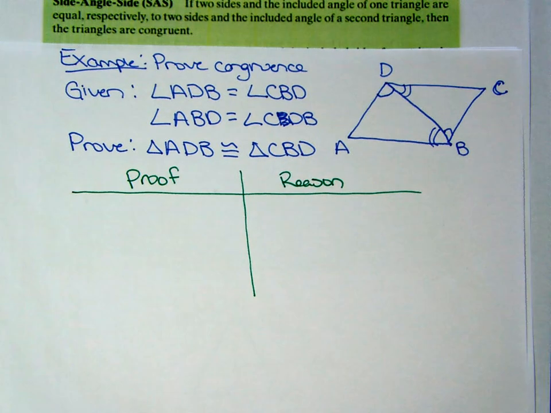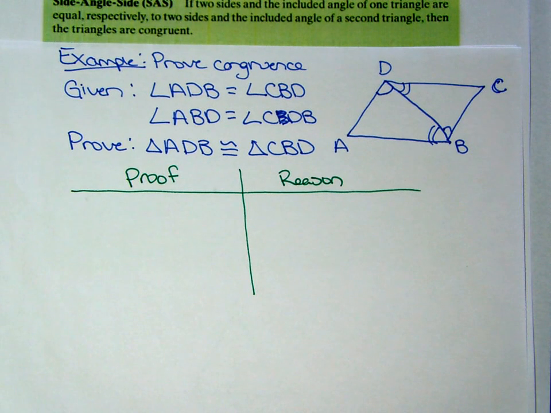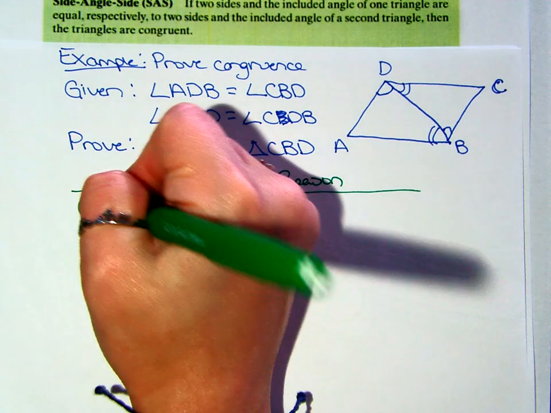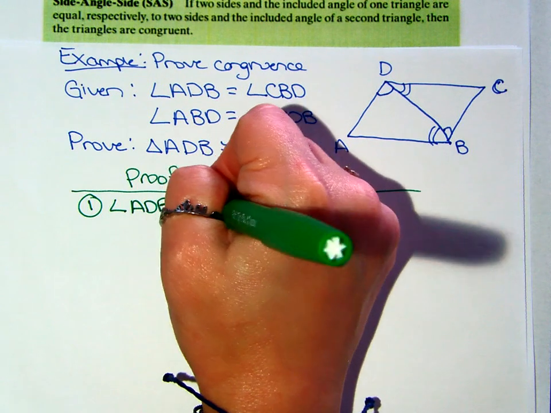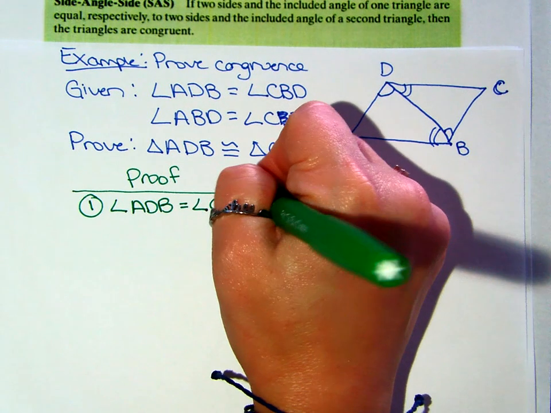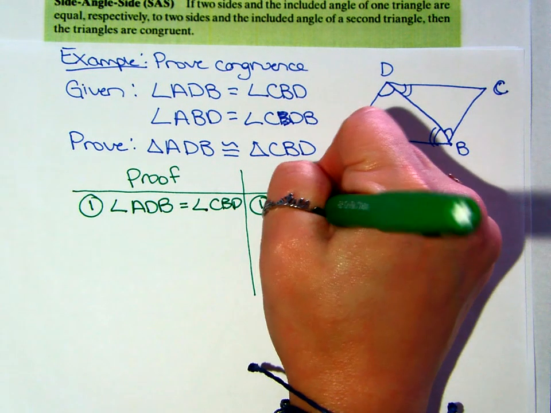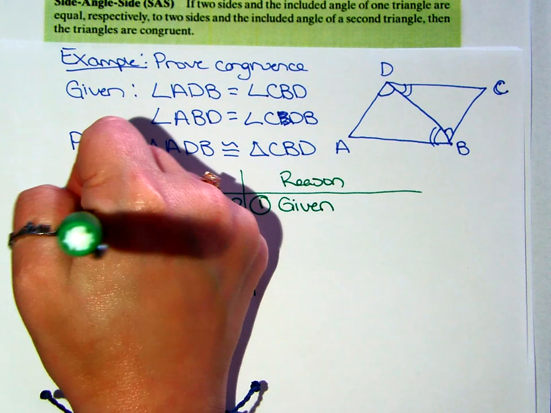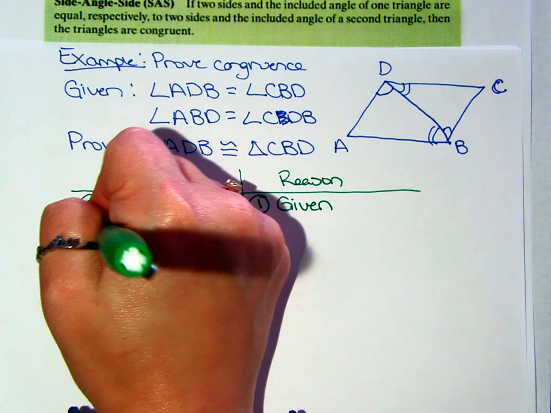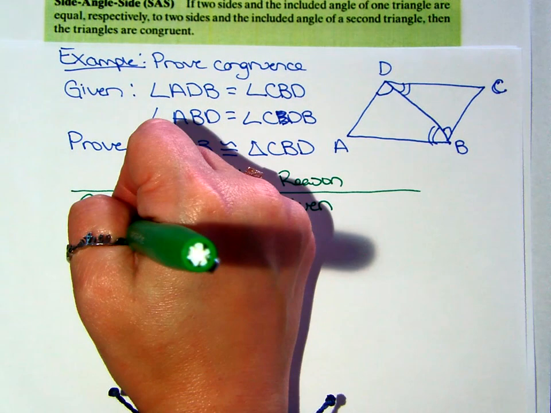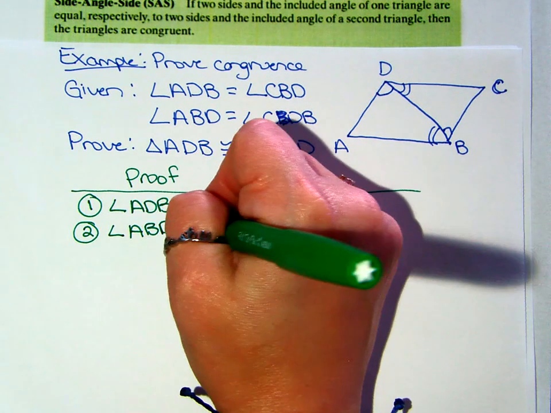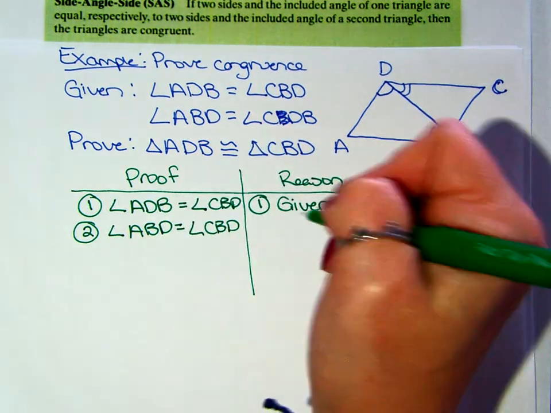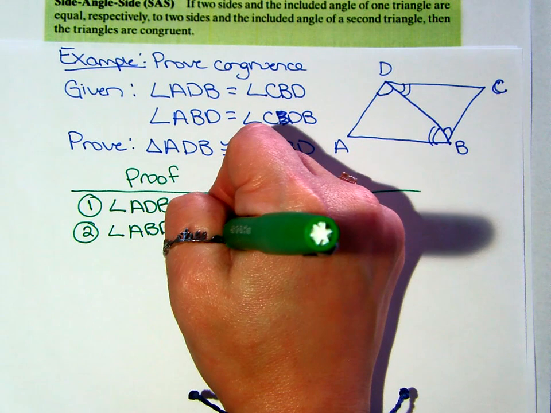And just like with the last one, I'm going to start by listing the given. The reason why I label mine like 1, 2, 3 is so that when I'm looking over at the reasoning, I know exactly which reasoning goes with which step, and it doesn't leave me to second guess anything. Dang it, I wrote that again. D, B.